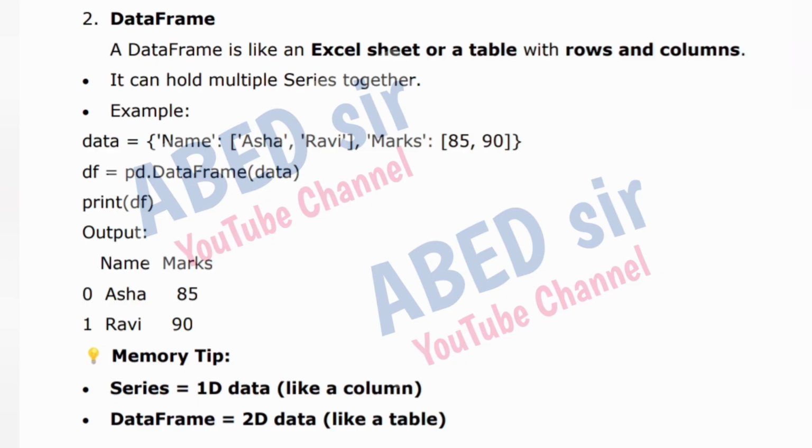Example. data = {name: [Asha, Ravi], marks: [85, 90]}. df = pd.DataFrame(data). print(df). Output: name, marks; 0 Asha 85; 1 Ravi 90. Memory tip: Series is equal to 1D data like a column. DataFrame is equal to 2D data like a table.